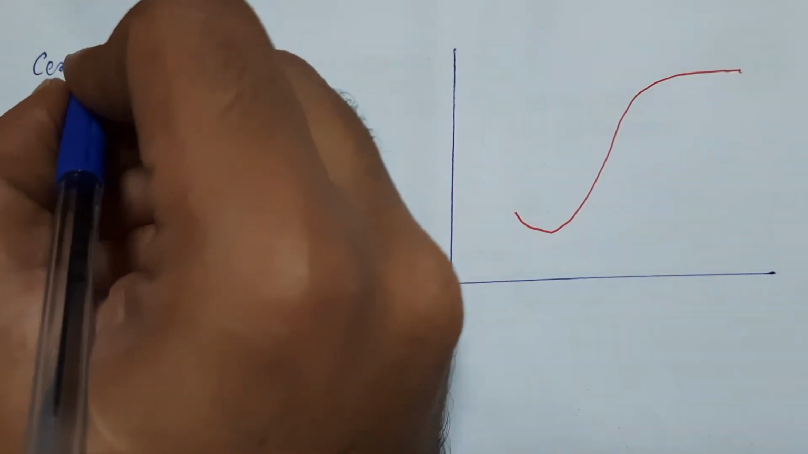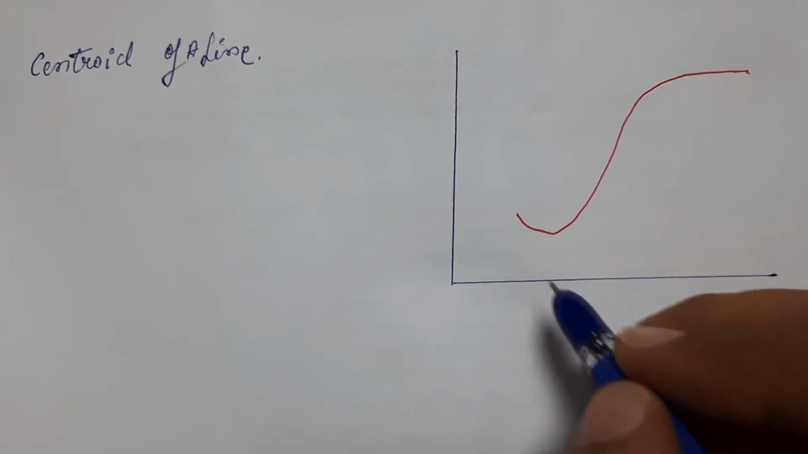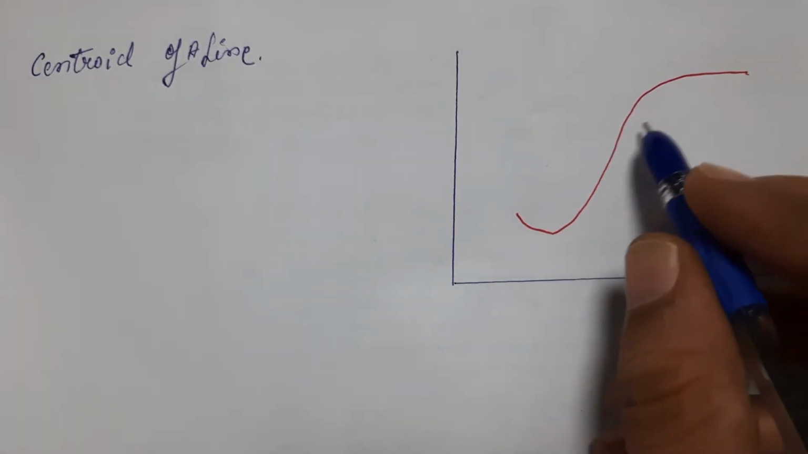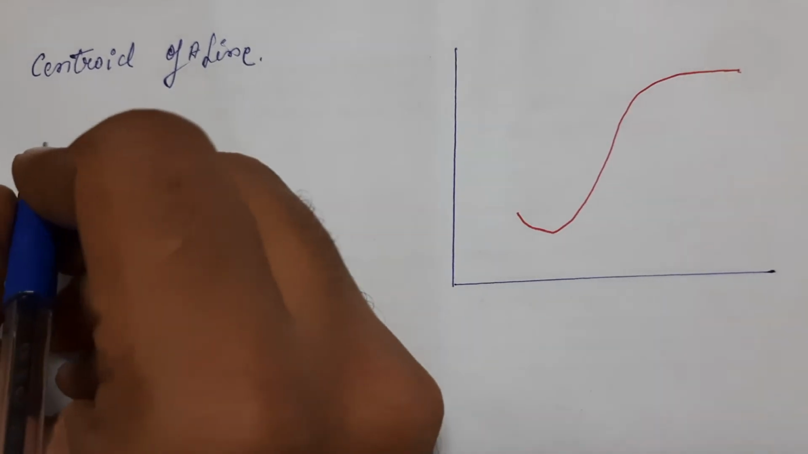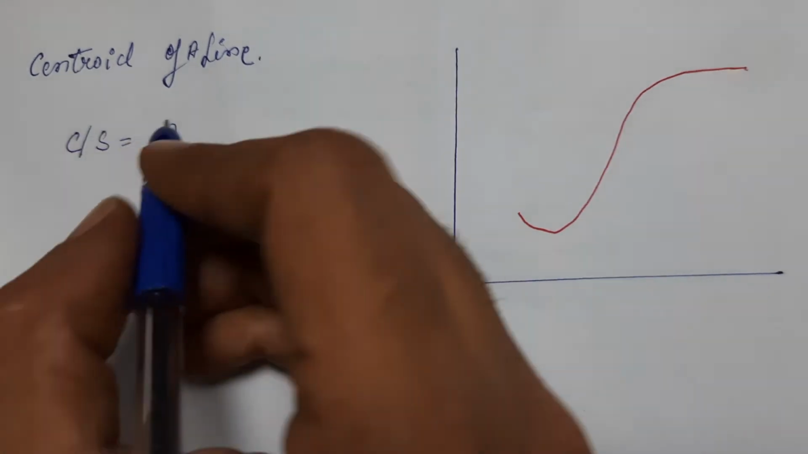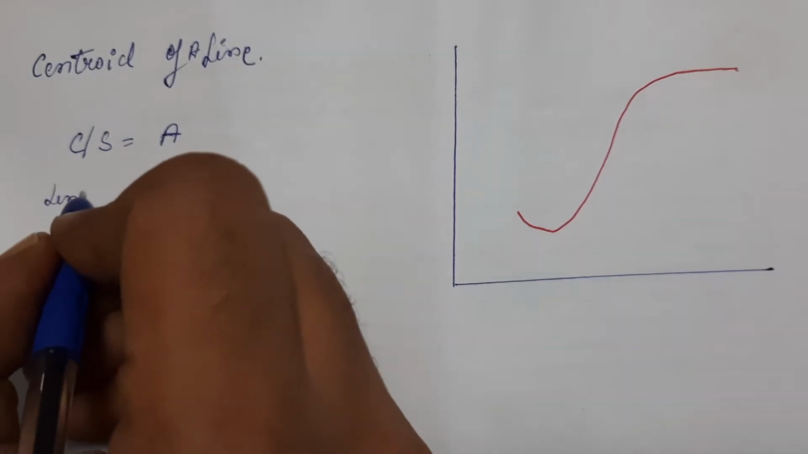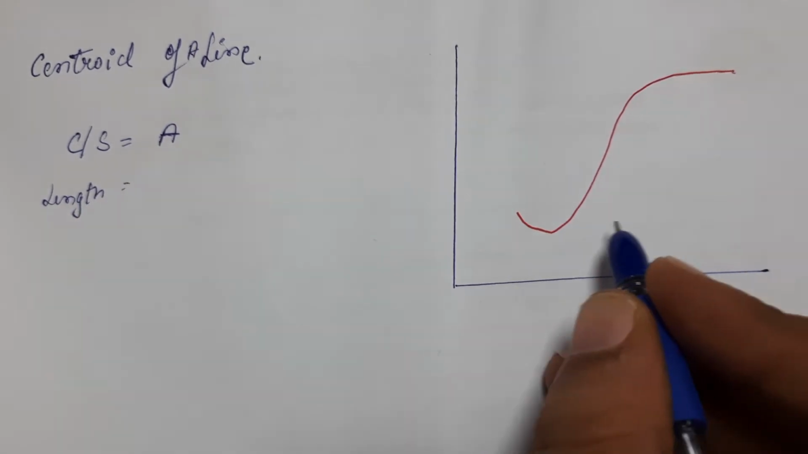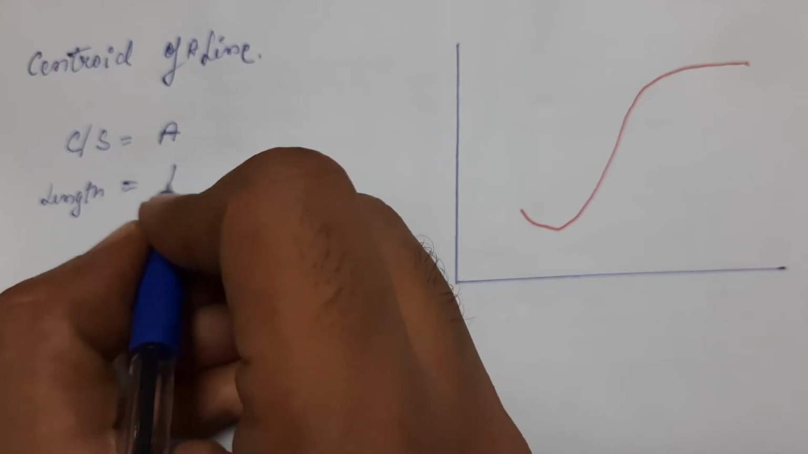So here let us find the centroid of the line. Okay, now consider a homogeneous wire. This is a homogeneous wire of uniform cross section A. The cross section of this wire, let it be A. The total length of this wire from point 1 to point 2, let's take it as L.